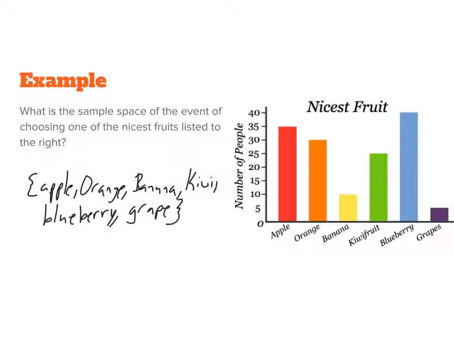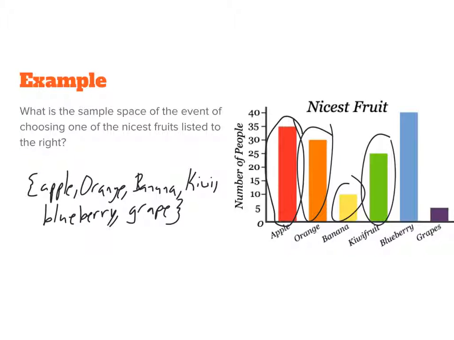So for this one, the only outcomes are apple, orange, banana, kiwi fruit, blueberry, and grape. Now again, they show up different amount of times. Like there's 35 apples in this outcome list, but we only list it once. There's 30 oranges, 10 bananas. Okay? Just because it's listed more than once, again, we only list it once in the sample space.